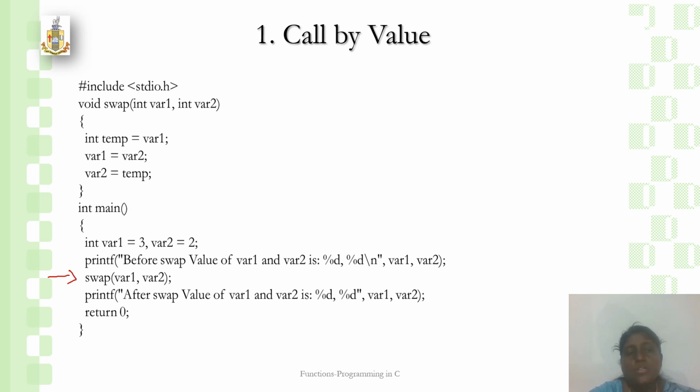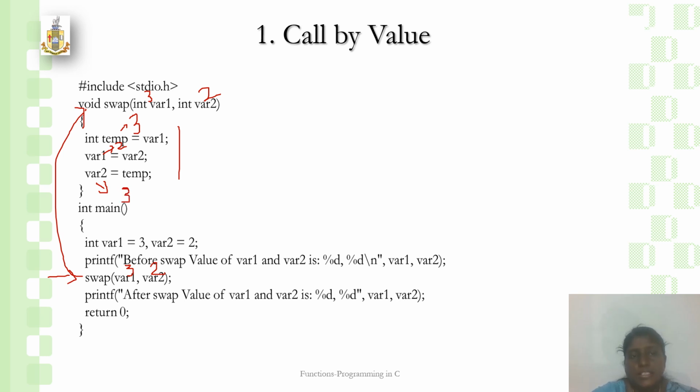So when the compiler encounters the statement, the control will move to this function void swap. So here, what is var1? Here var1 will hold 3 and var2 will hold the value 2. So here 3 comma 2 will be taken into here. So in this process, temporary will hold the value 3, variable 1 will hold the value 2, and variable 2 will hold the value 3 here. So here the swapping occurs.